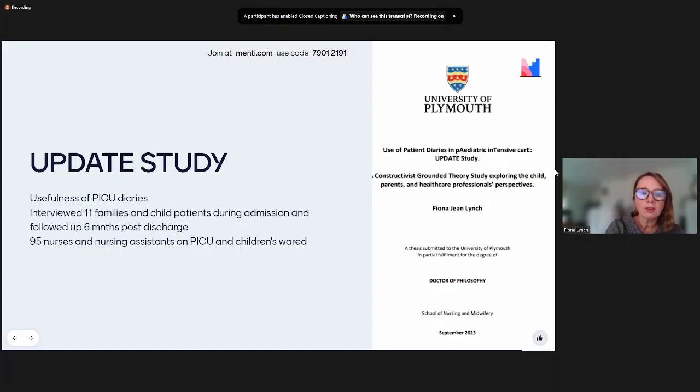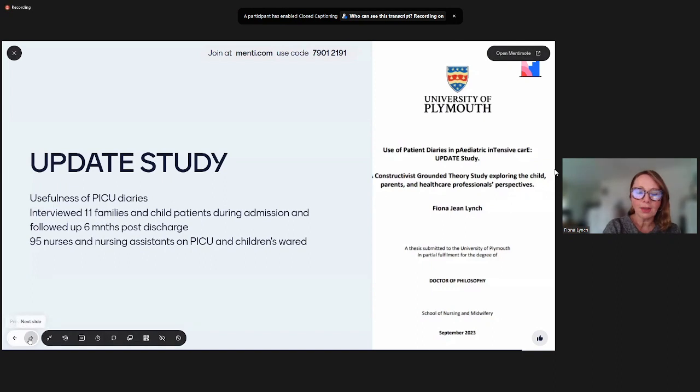But also it's really important that, as Enza has just said, we listen to the experiences of the nurses, and that was the nurses and non-registered nursing assistants working both in the PICU and also on the children's ward, as I recognise that the diaries may start in PICU, but they would either continue in the non-critical care setting, or certainly be in those settings, whether they're being used or not. And I used a grounded theory approach.